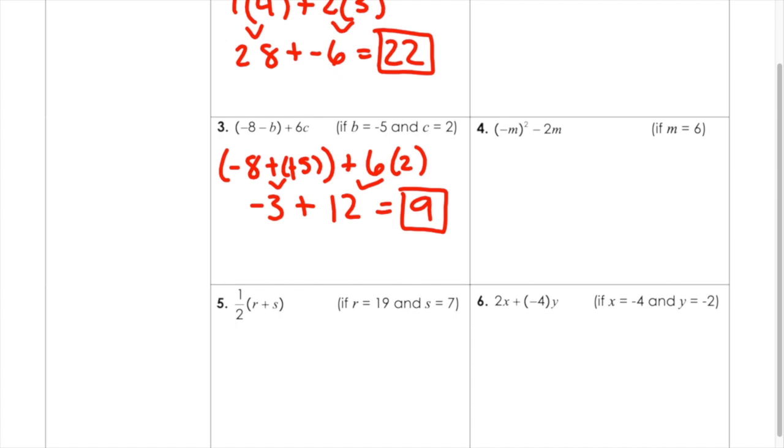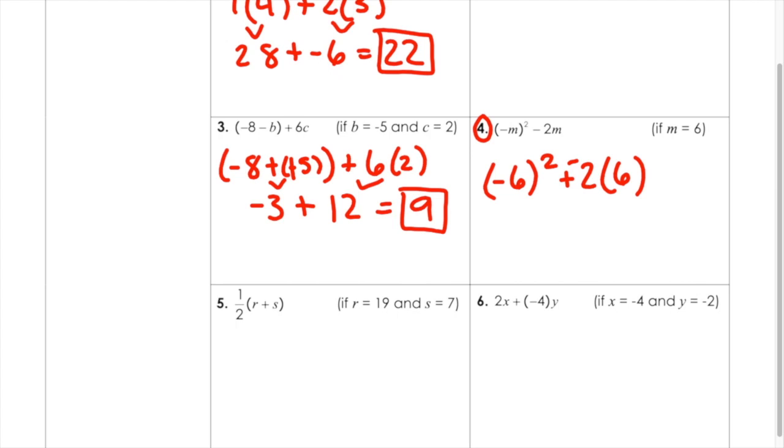All right, let's take a look at 4. We have negative m, so I'm going to put a negative in front of whatever m is, which is 6, squared, minus 2 times m, which again is 6. So I'm going to first quickly change that to a plus negative.